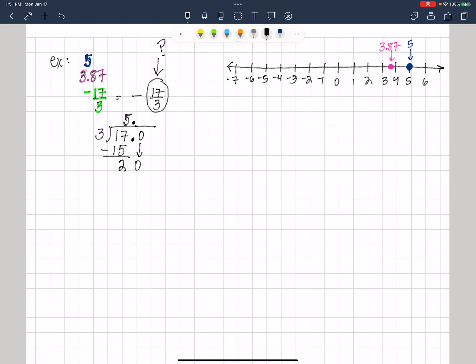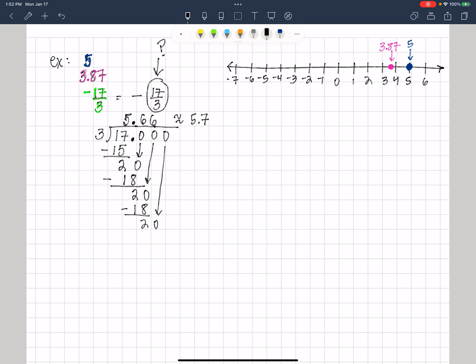3 goes into 20 6 times, which is 6 times 3 is 18, and then 20 minus 18 is 2, and I'm going to bring down another 0. 3 goes into 20 6 times. 6 times 3 is 18, and I continue to have this remainder of 2. So what's going to happen is 6 is going to repeat.